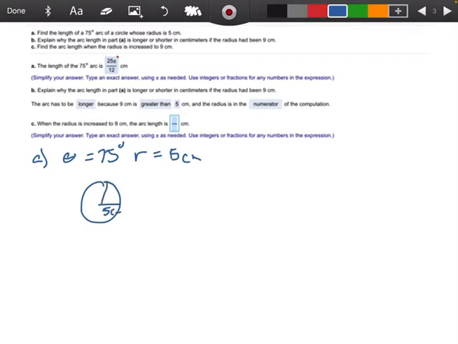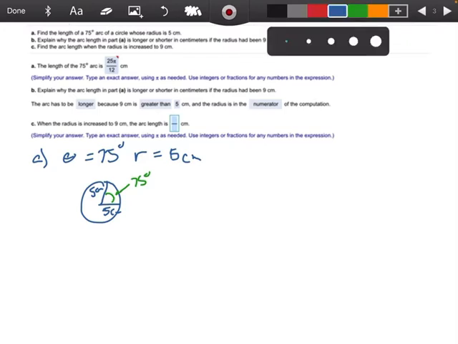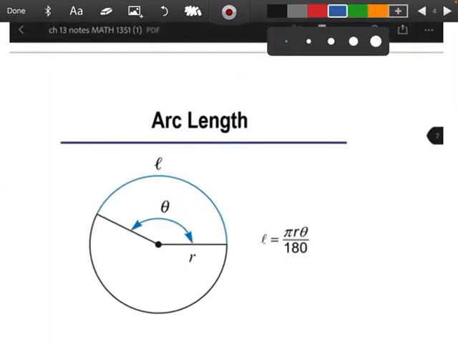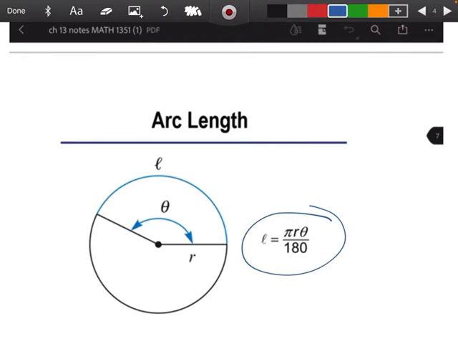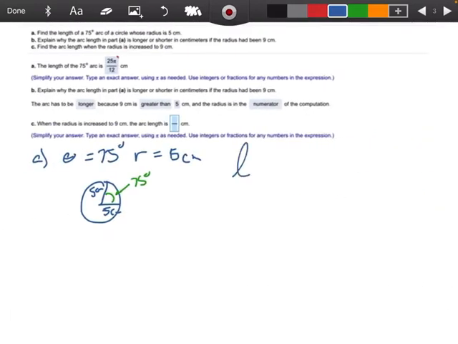Just so we get a visual of what we're doing here, this is 5 centimeters, and over here this is also 5 centimeters, and this angle here is 75 degrees. First thing I'm going to do, I have the formula written right here. Guys, I took this directly from our notes from 13.1. So the formula says L equals pi r theta over 180.